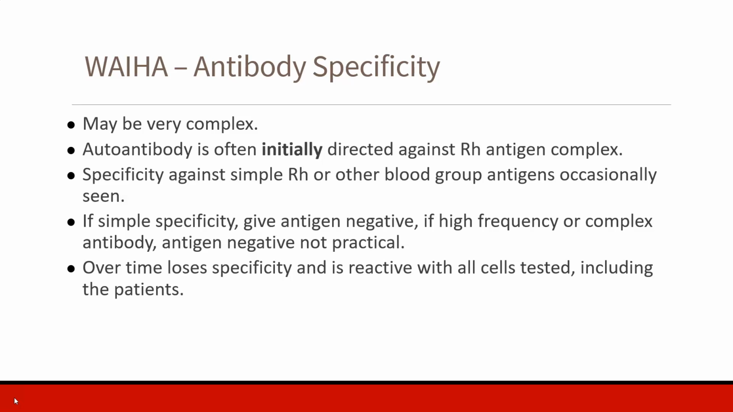And I want to interject that I've worked up hundreds, if not thousands, of warm autos, and it gets to the point that you know exactly what you need to do. You do the antibody identification, then your autocontrol is positive, you do the DAT, it's positive, you do the eluate, it's reactive with all cells tested, and once that workup is done, then you do your best to find blood for that patient, and it's all going to be incompatible.